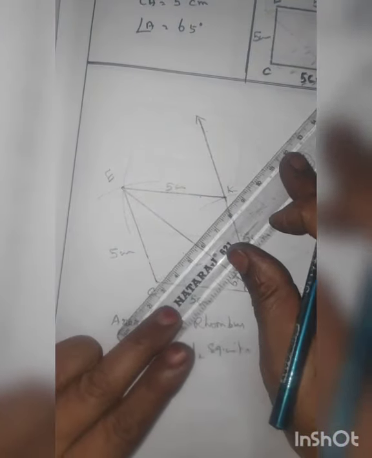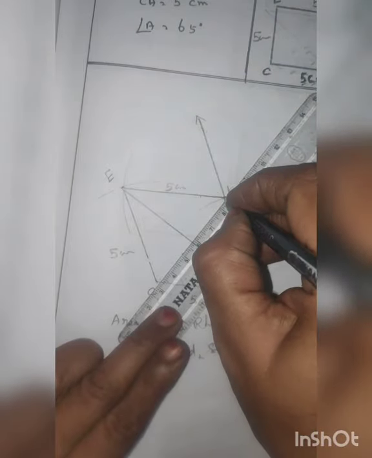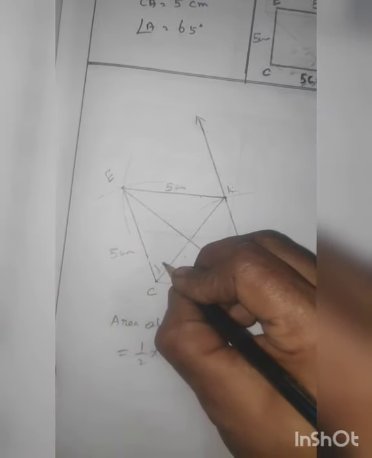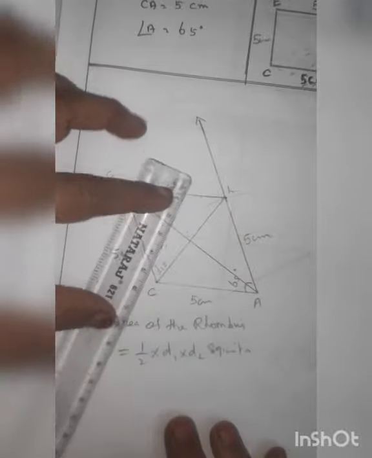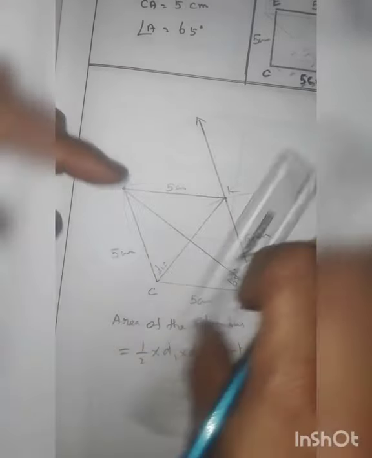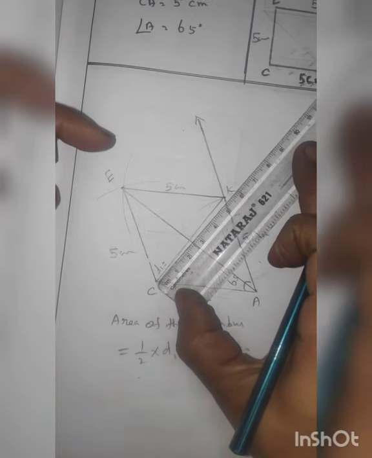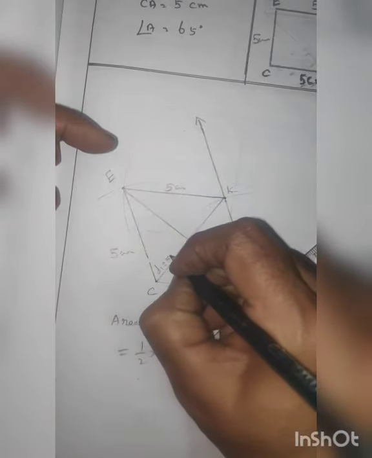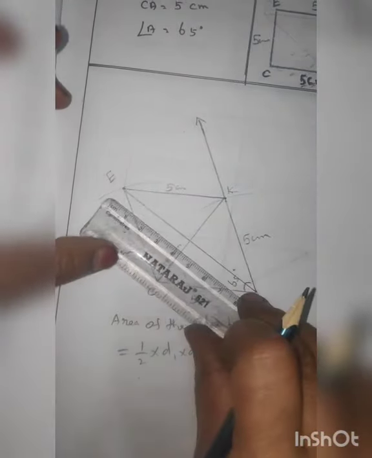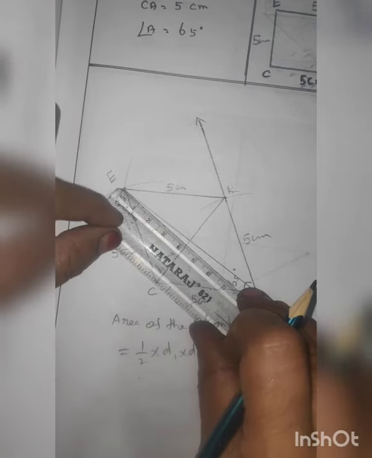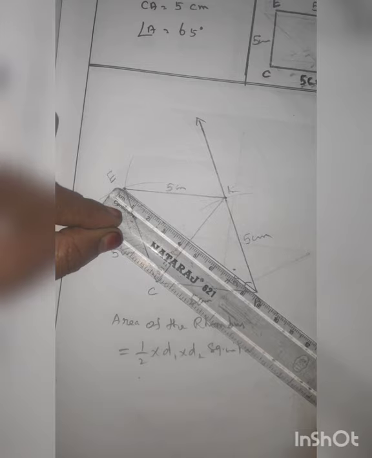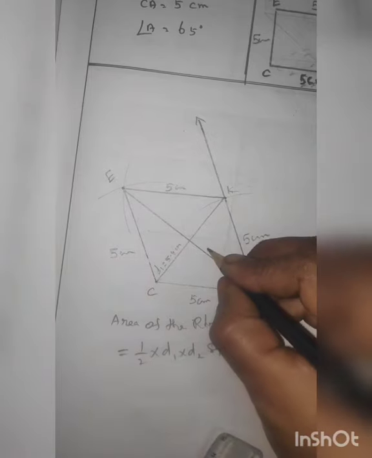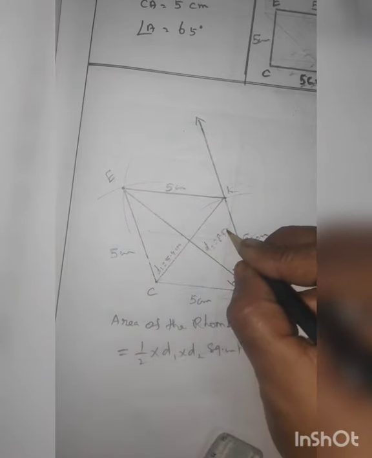This is the diagonal d1 and d2. You can take any one as d1 or d2, no problem. Now I am taking d1 and measuring the length. D1 equal to 5.4 centimeter. Now measure here to there: D2 equal to 8.5 centimeter.